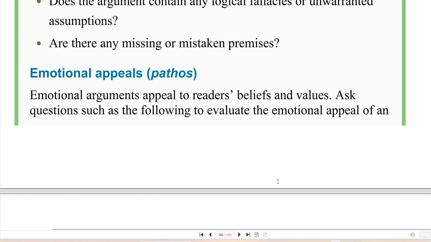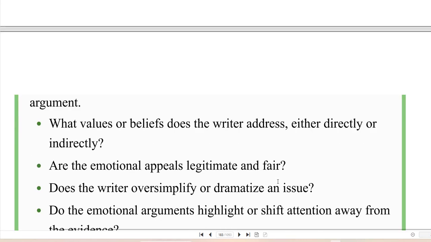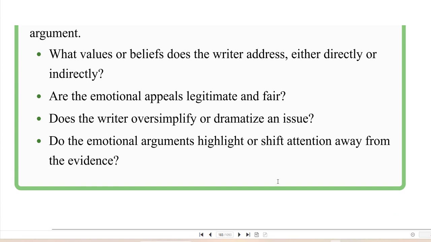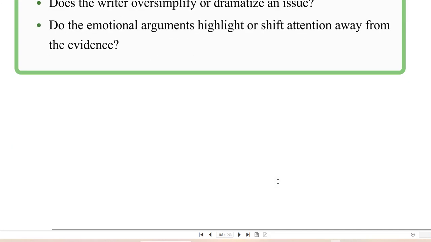Emotional appeals appeal to a reader's beliefs and values. Ask questions such as the following to evaluate the emotional appeal of an argument. What values or beliefs does the writer address, either directly or indirectly? Are the emotional appeals legitimate and fair? Does the writer oversimplify or dramatize an issue? Do the emotional arguments highlight or shift attention away from the evidence?